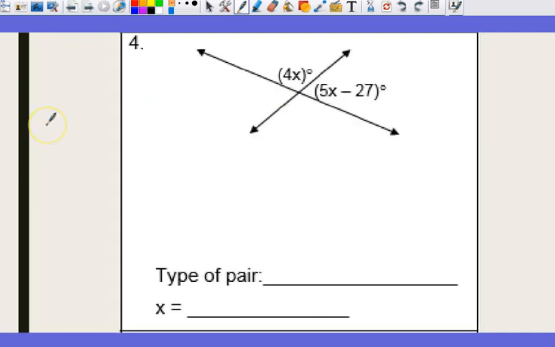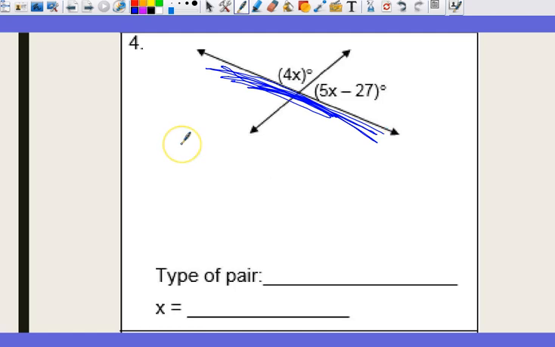Okay, I'm going to do number 4 now. If we went across here, is there anything? If we went across this way, is there anything? So these are definitely not vertical angles. These are actually adjacent angles. They're adjacent angles because, look at that, that makes a straight line if you look at it just like that, right? That is a straight line.